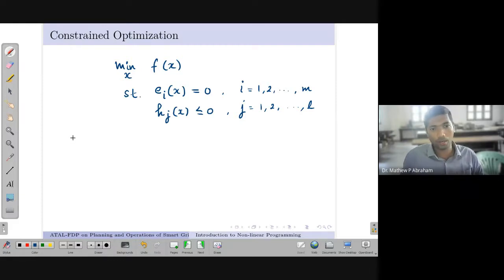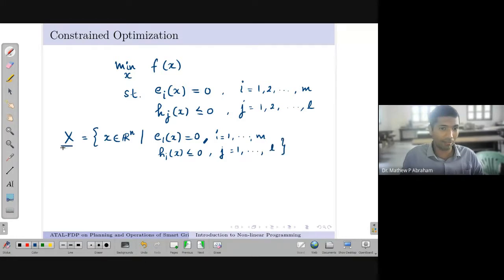Just to connect it to the previously defined formulation, what is this x here? This x is defined as those x, x belongs to R^n, which satisfy these two sets of conditions. It includes the equality constraint as well as the inequality constraint. So the constraint set capital X is those x which satisfy the equality constraints e_i of x equal to 0 for i varying from 1 to m, and h_j of x less than or equal to 0 for j varying from 1 to L. This is the X that we have defined previously.